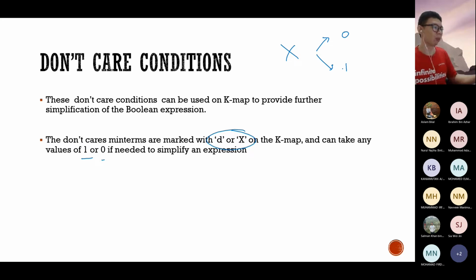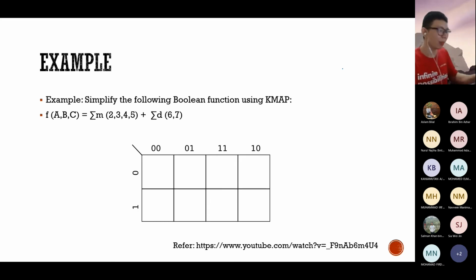Let me show you through this one example. Suppose you have this expression, with A, B, C. Simple one. We have minterms 2, 3, 4, 5. Let me just mark these 2, 3, 4, 5 on the map. 0, 1. So you have 2, 3, and then you have 4, 5.